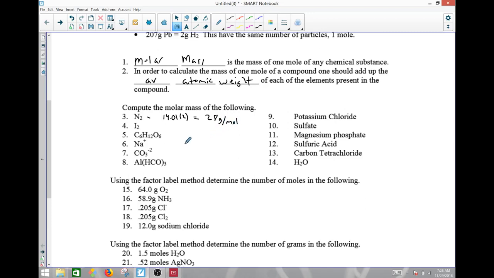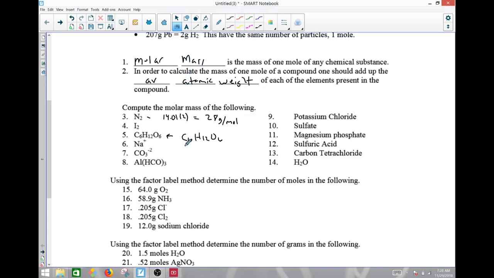Now how will I do this one? This one's a little bit bigger: C6H12O6. The only difference between molecular weight and molar mass is that one is AMU per atom or molecule, and the other is grams per mole. So they are identical other than how you think of it.